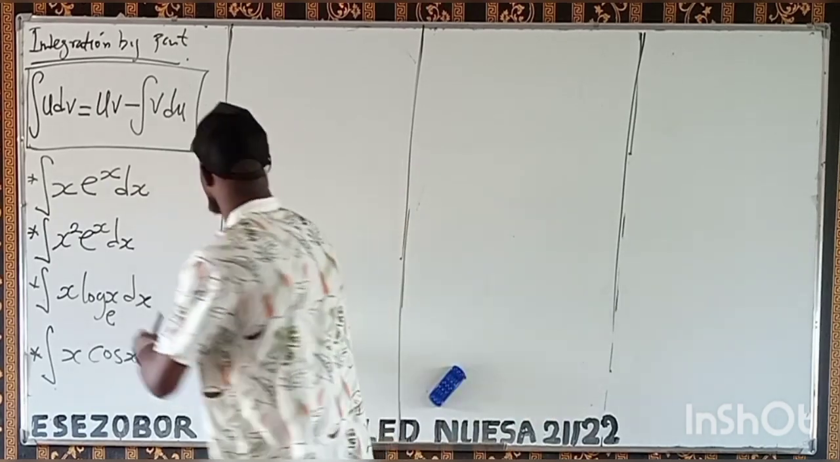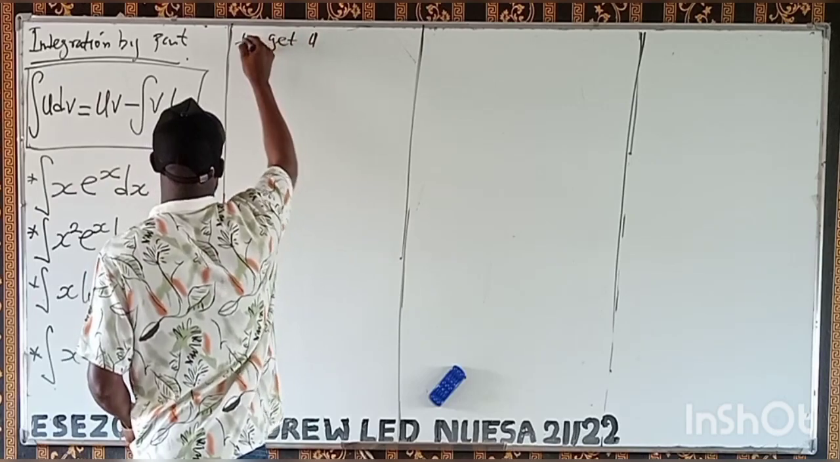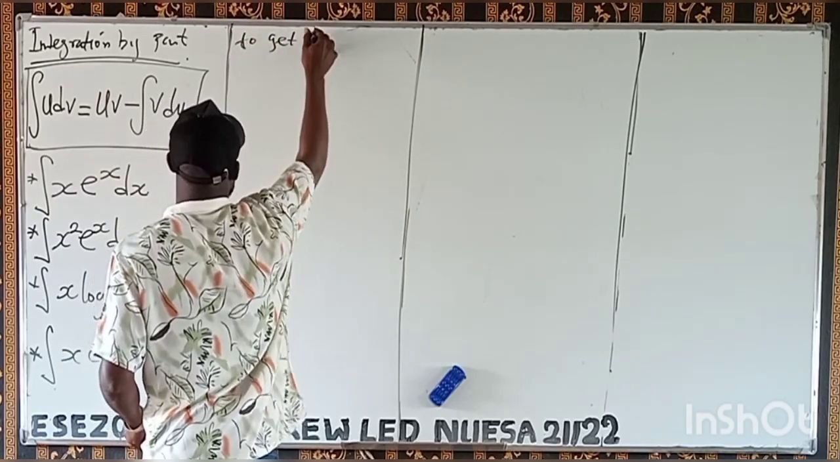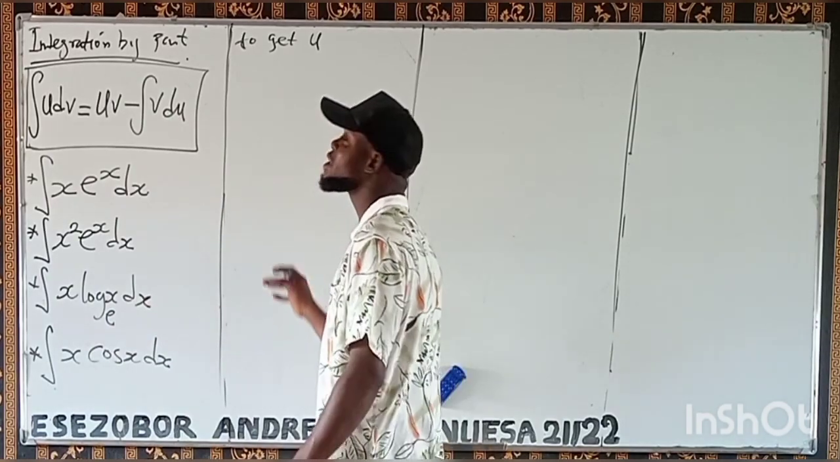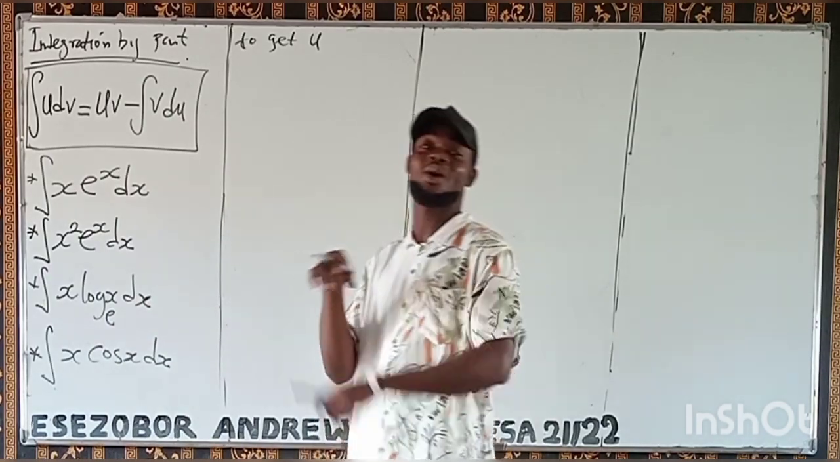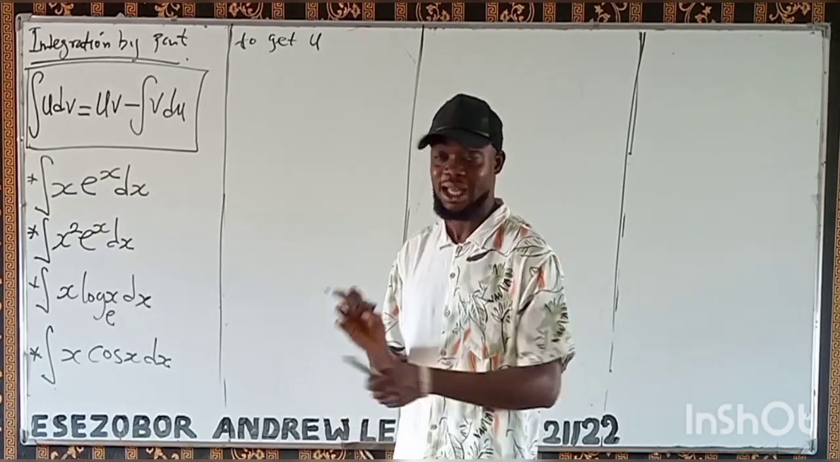Now, how do you get your u? To get u, because u is the only issue here, if you can select your u well, you're already good to go. But if you cannot select the u well, you will not get the answer in the question. You will be solving to infinity, and you will not see any answer.